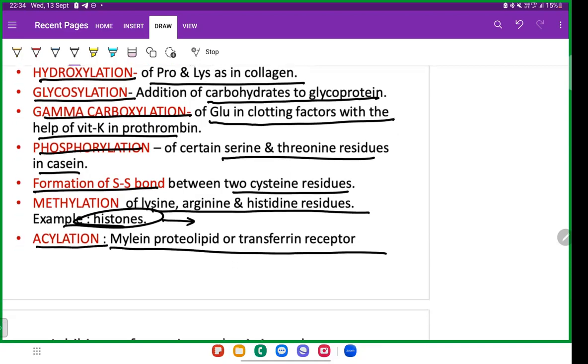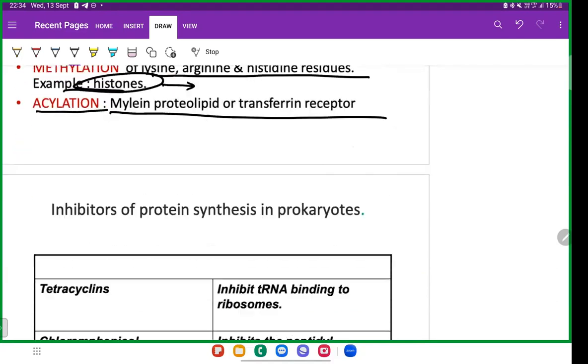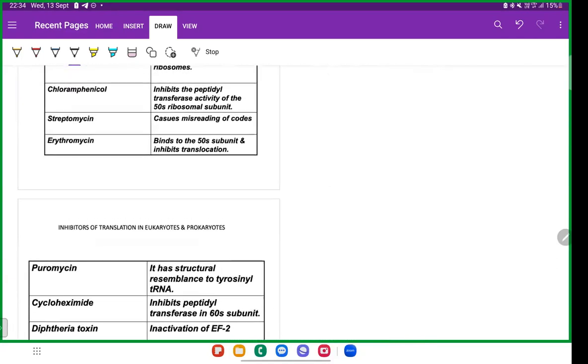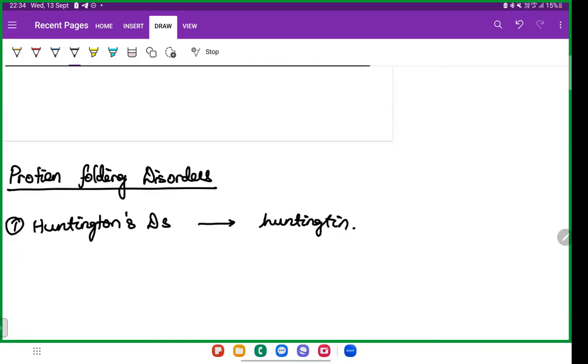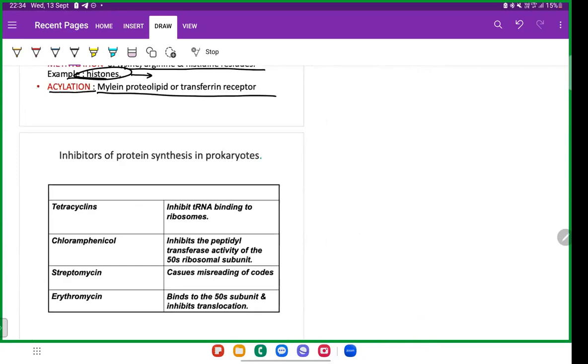And acylation is going to be myelin proteolipid or transferrin receptor. Now there are certain inhibitors. Number one, which you need to understand is, there are certain things that are going to be present in both eukaryotes and prokaryotes. There are certain things that are present in the eukaryotes. There are certain things that are present in the prokaryotes.